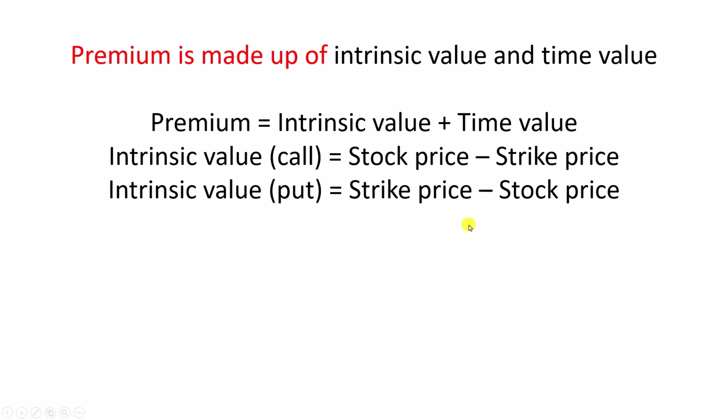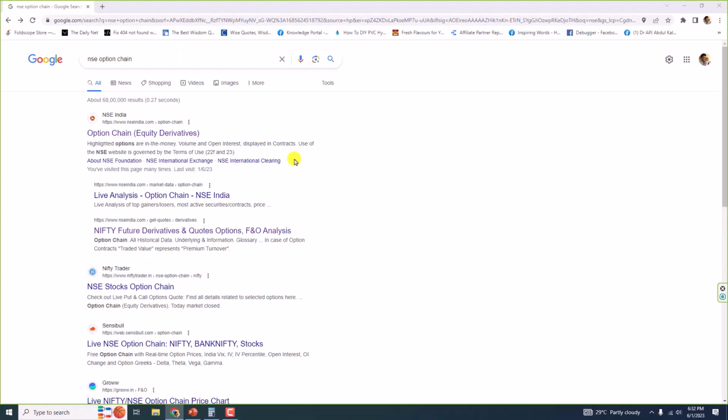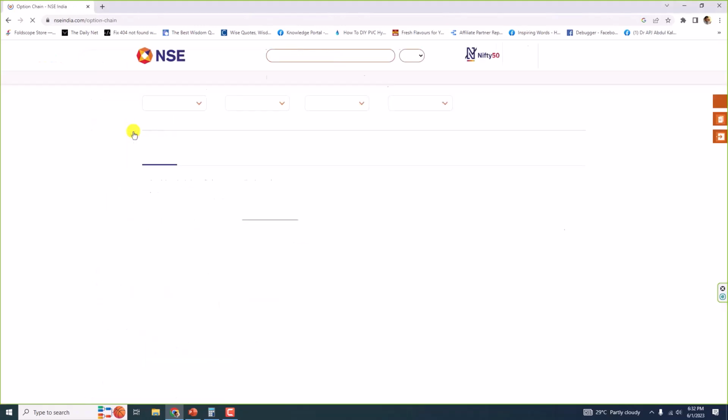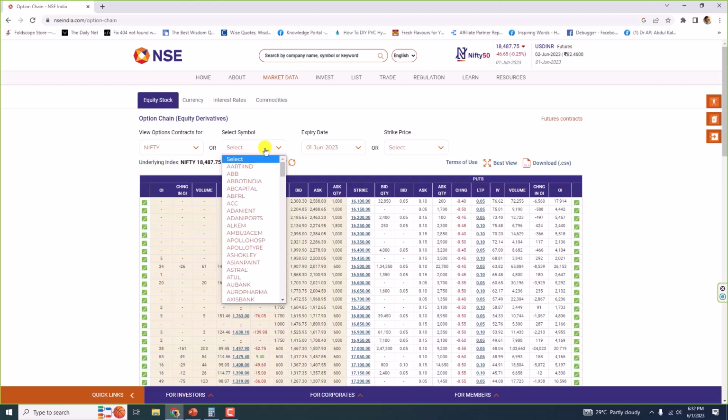Okay. Now, let me go to my desktop, take an example and explain the concept of intrinsic value and time value. Alright. So I am on my desktop now. I have searched NSE option chain on Google and now I will go to the first result, that is by nseindia.com. I'll click on the link to go to this and now let me select a stock.